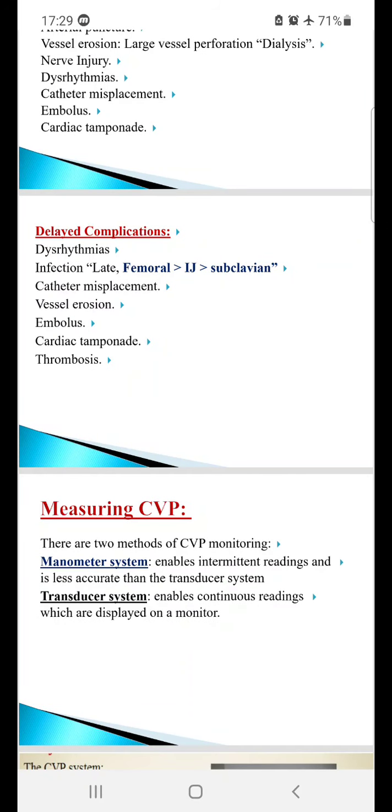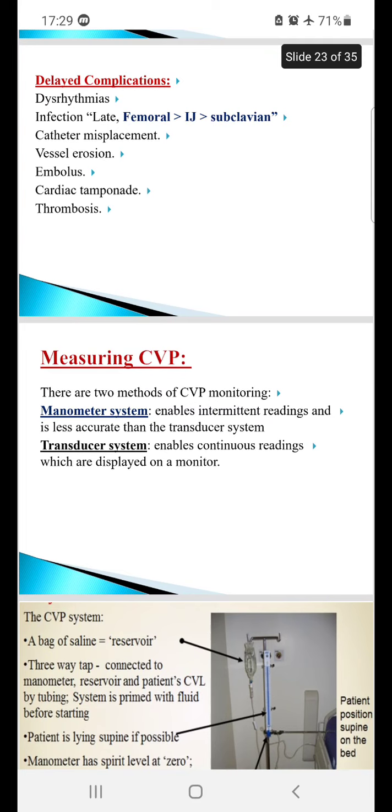Delayed complications: arrhythmia, infection. It is a late complication that happens more in the femoral than the internal jugular and more than the subclavian. Catheter misplacement, vessel erosion, emboli, cardiac tamponade, thrombosis.